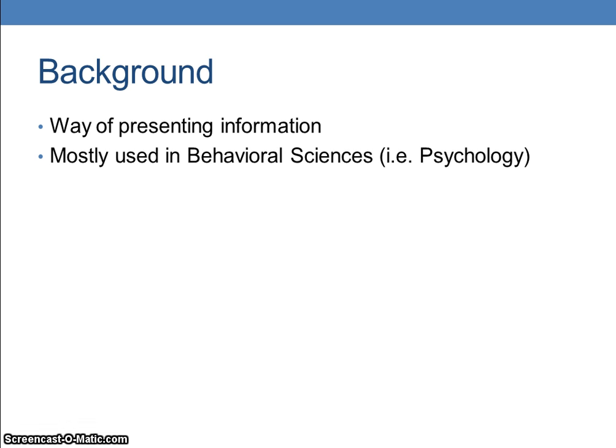APA stands for American Psychological Association. This entity developed a standard way to present research background, methods, and conclusions. It is mostly used in the behavioral sciences such as psychology, but other disciplines have started using this publication format to ensure transparency and understanding of content.